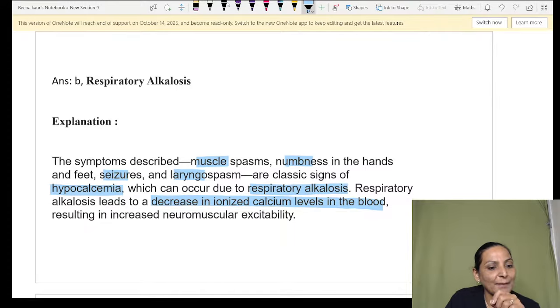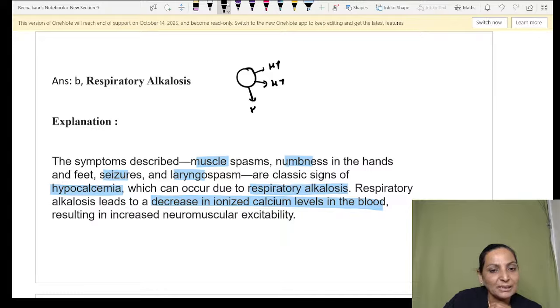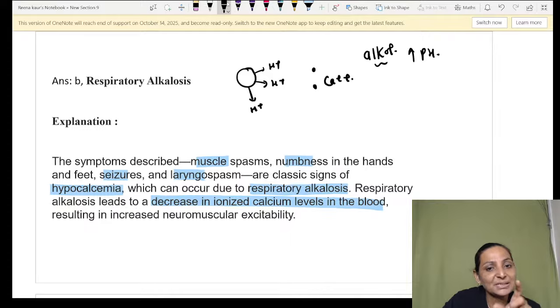So when there is alkalosis, what happens? The protein which is present in the body normally can bind to H plus ions, and the calcium remains free, or it is present in a sufficient quantity in your fluids. Now when there is alkalosis, that means when there is a raised pH, the hydrogen ions are not in sufficient amount or they have decreased.